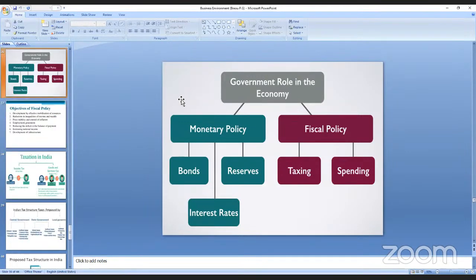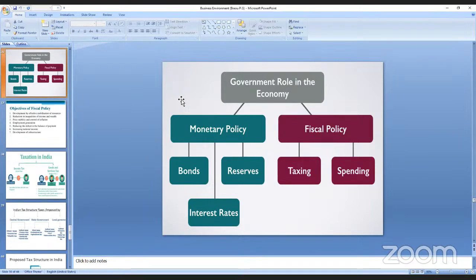Yes, government role in economy. So these are the government roles. In this, two are very important: one is monetary policy, the other is fiscal policy. Monetary policy always comes under the head of the RBI. It covers bonds, reserves, and interest rates.